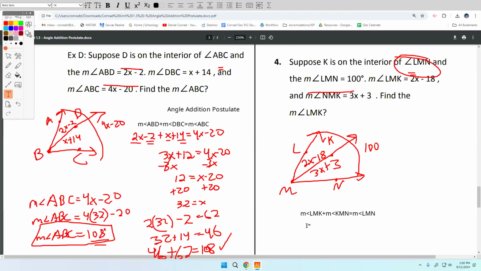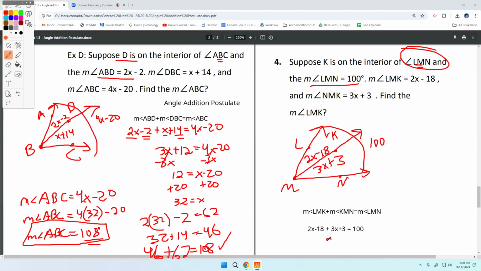So then our equation here, if we substitute it in, would be 2x minus 18 plus 3x plus 3 and equals the whole thing, which is 100. Okay, and then we would solve for, I guess we can do the whole thing here. We would get 5x minus 15.